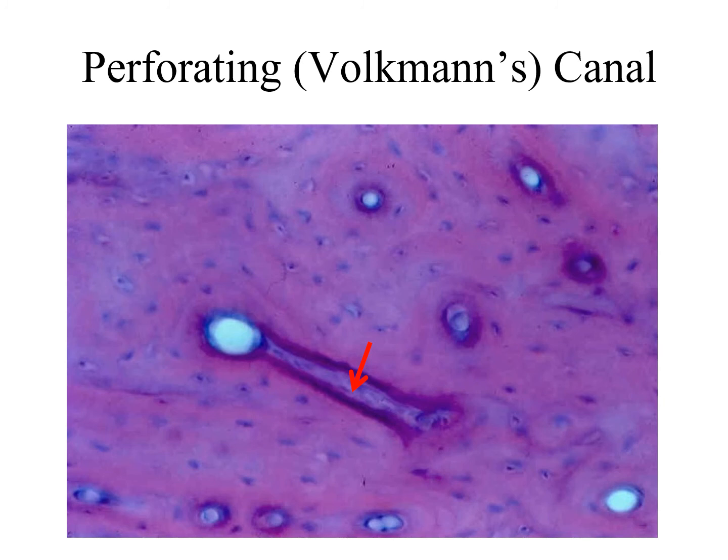Perforating or Volkmann's canals actually connect neighboring central canals. So this is a central canal here that I'm circling, and over here is a neighboring central canal. This connector canal that goes between the two is called a perforating or a Volkmann's canal.